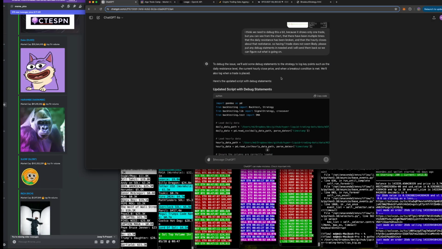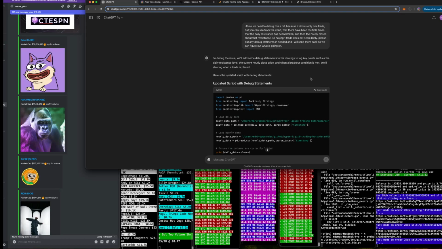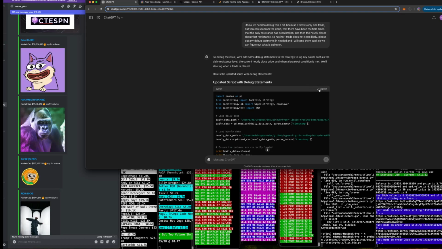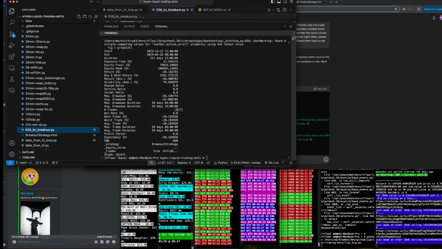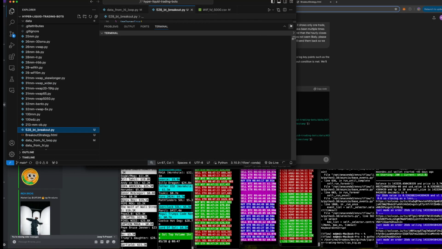Let's go ahead and see what they did. To debug the issue, we'll add some debug statements to the strategy to log key points such as daily resistance, the current hourly close price, and when the breakout condition is met. We'll also log when a trade is placed. Perfect. So remember, it's research, backtest, and then implement. So we're backtesting this strategy right now.